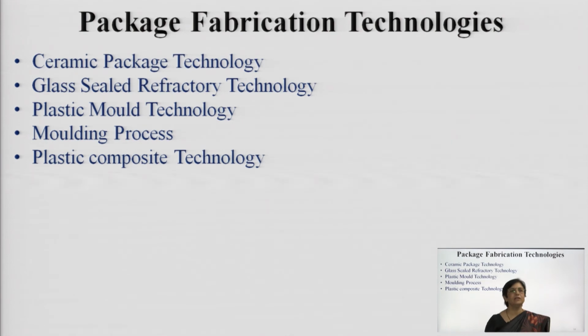Now different packaging design styles or fabrication technologies are being used. First is the ceramic package technology. It is very common, very effective, and cost effective for constructing all kinds of complex packages. You have typical molds available, standard packaging styles are also available, and ceramic packages are predominantly used in the majority of ICs. The second is the glass sealed package.